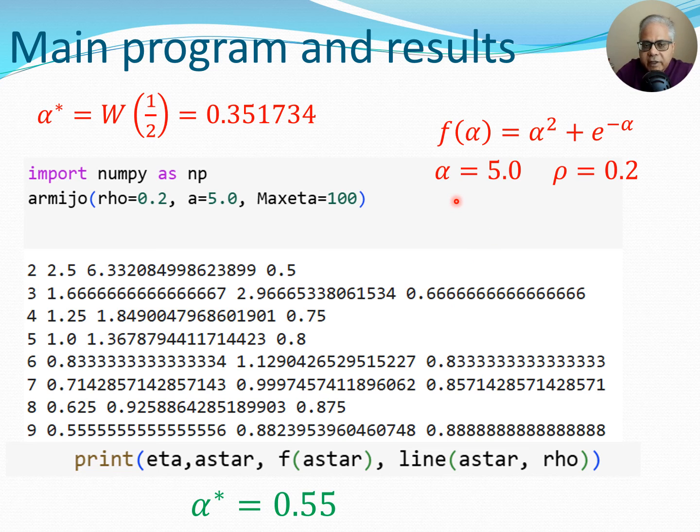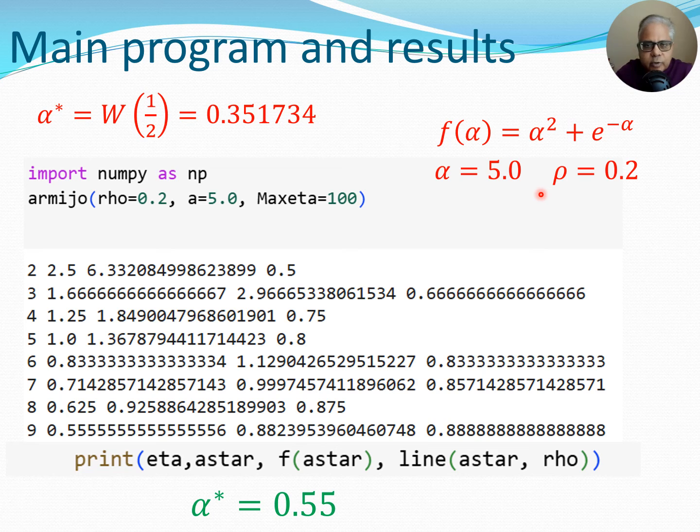Finally, we can have a case, for example, alpha is 5 and rho is 0.2. Just ran that to check out things. And you can see here it goes like this. So it divides this 5 as 2.5 and so on like that. And then it actually settles into a solution of 0.55 here, at which point you see the function value is less than the line value. So this is something which will happen.